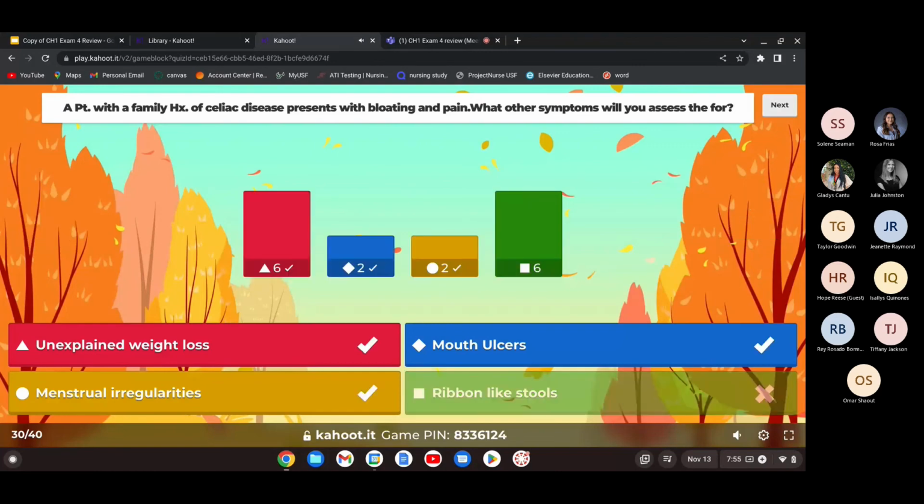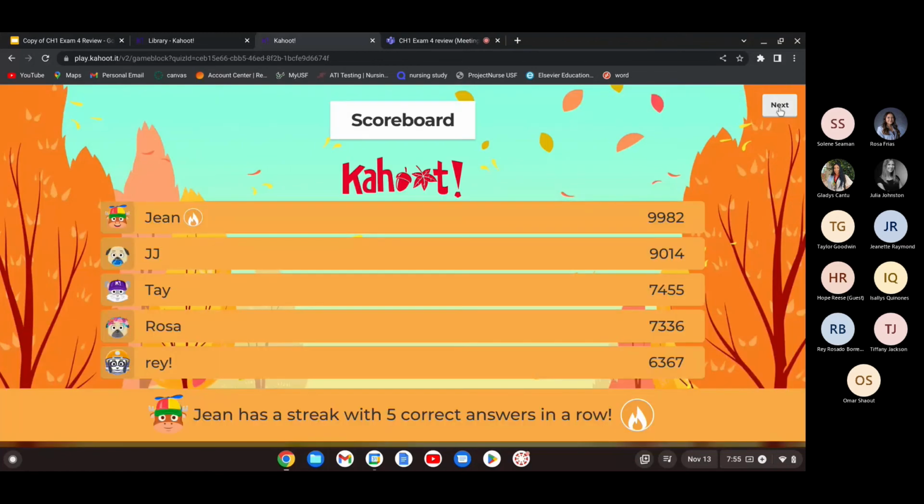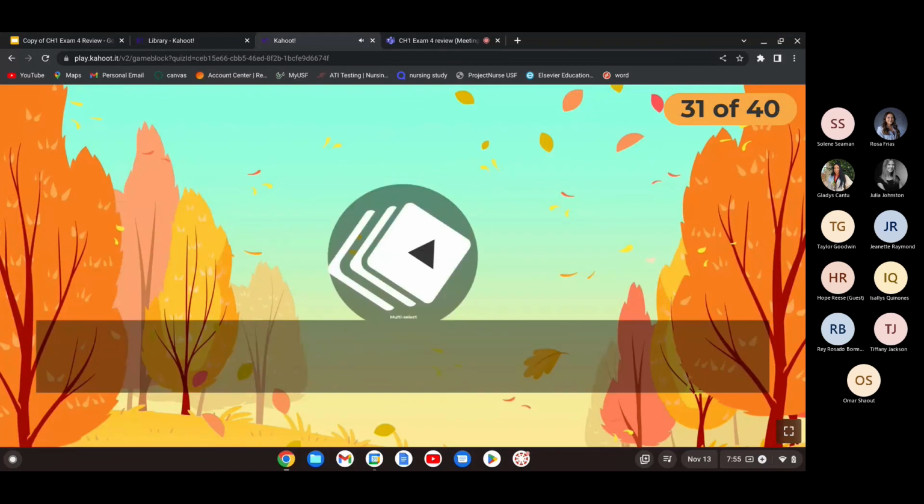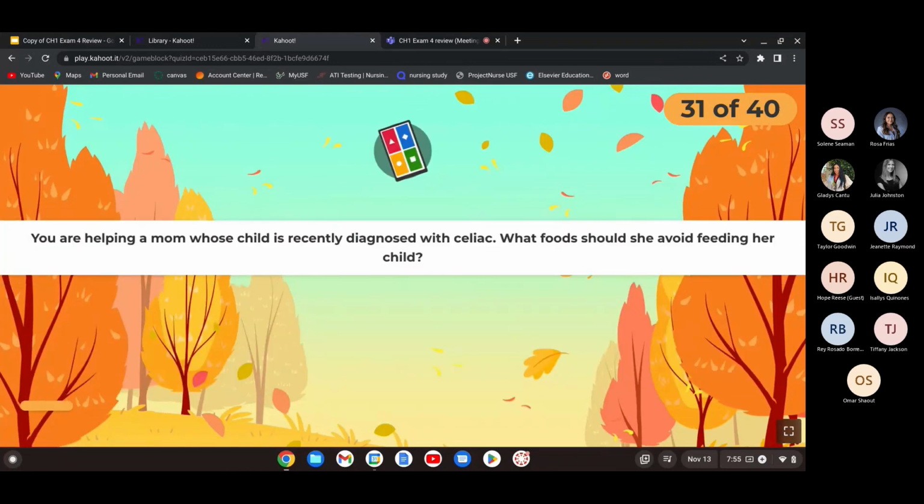Awesome. So with celiac, they're going to have mouth ulcers, unexplained weight loss, and some menstrual irregularities. Select all that apply. You're helping a mom whose child is recently diagnosed with celiac. What food should she avoid feeding her child?